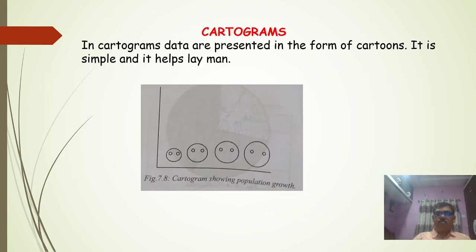And the next one is the cartogram. It is very much easier. What are cartograms? In cartograms, the data are presented in the form of cartoons, and it is simple and it helps the layman. This is a smaller quantity. This is the higher quantity. This is a middle quantity. That is, increasing rates.